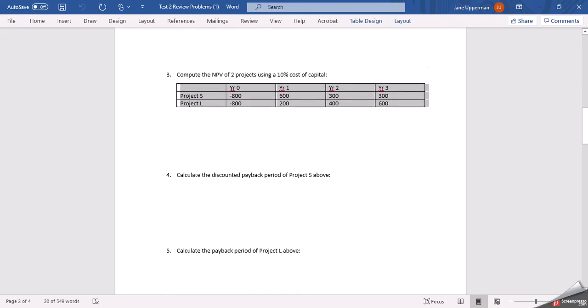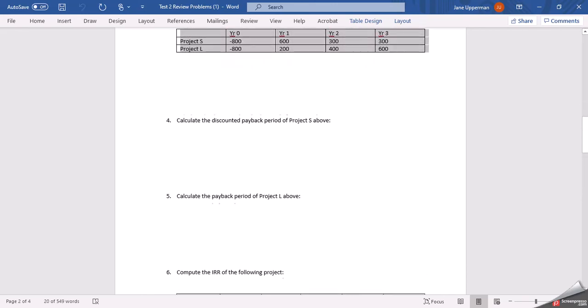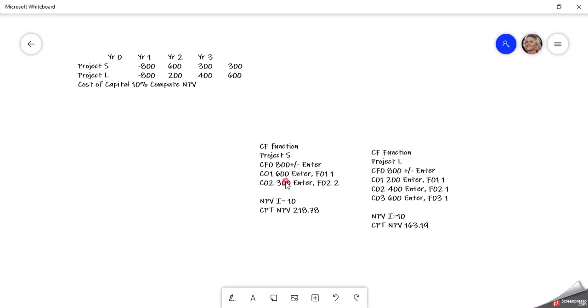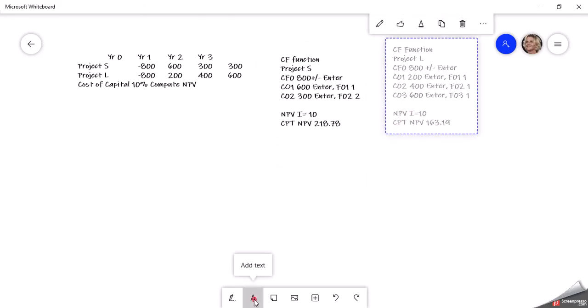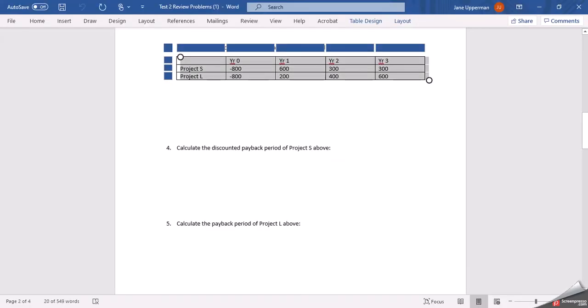So then it goes on to say, now calculate our discounted payback period of project S and calculate the payback period of project L. So let me scoochie these up and then we will do more. So we've got the discounted payback period. Project S.